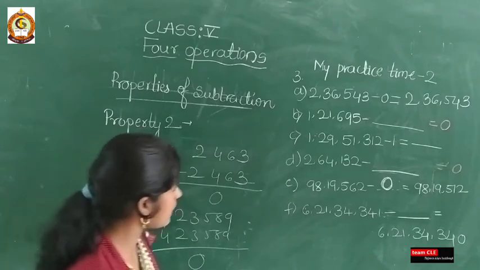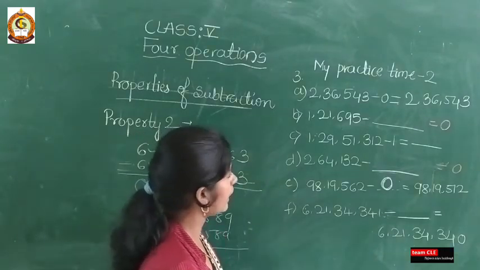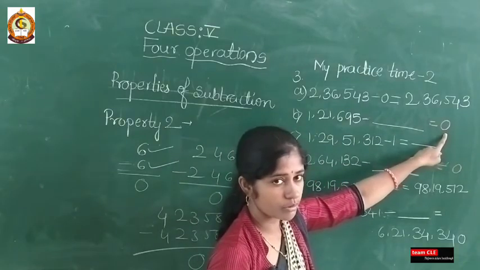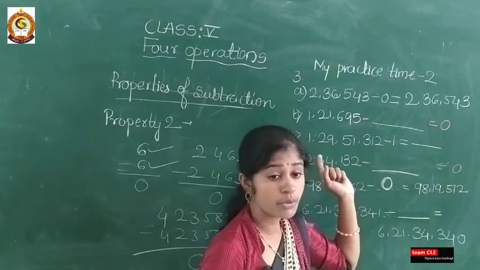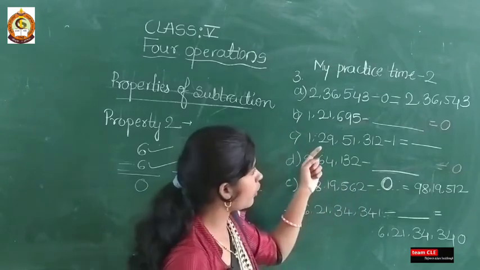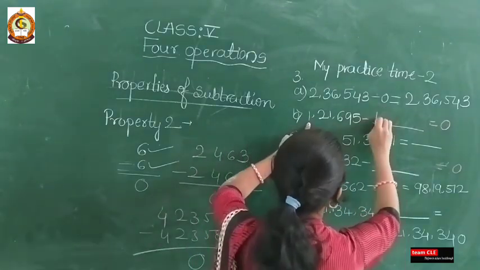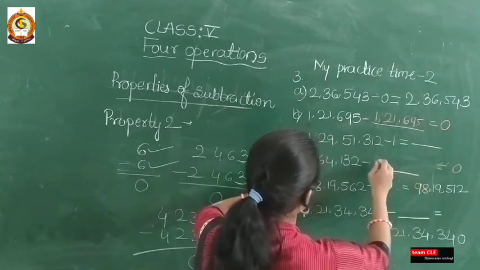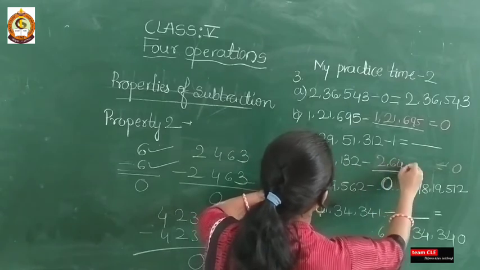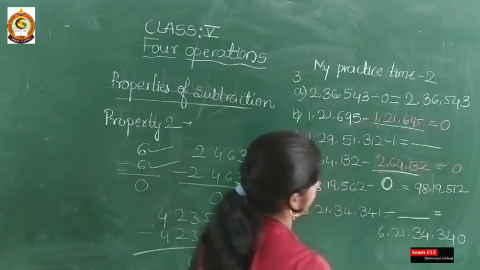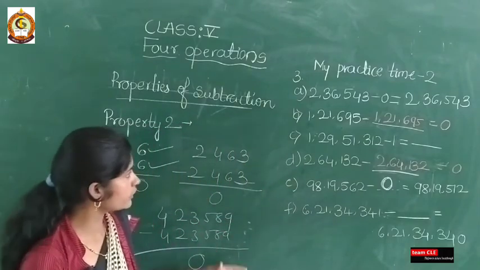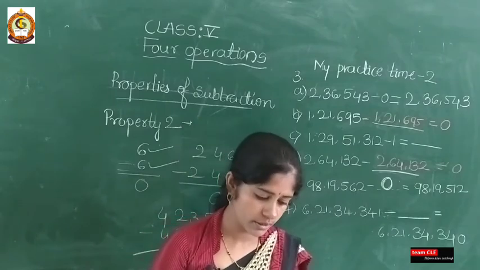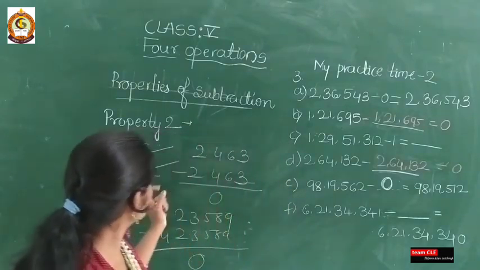So let us see some examples from your My Practice Time 2. See here, what is the answer here? 0. When do we get 0 as an answer? When we subtract a number from itself. So it's the same number you have to write, 1,21,695, and here also 2,64,132. Why did I write that number here? I hope you understood. I wrote that number on the basis of property 2. Okay, so this is property number 2.